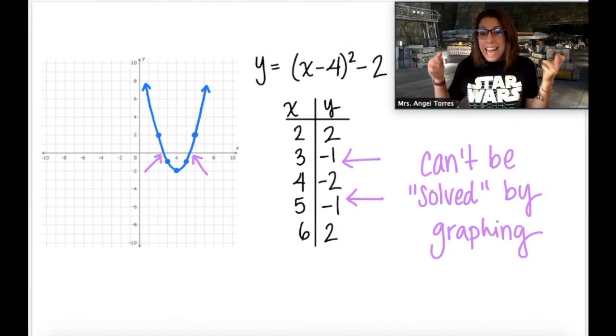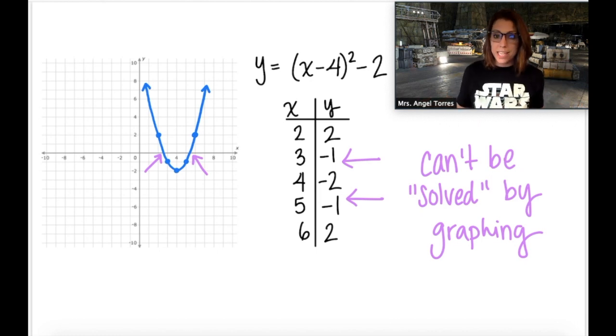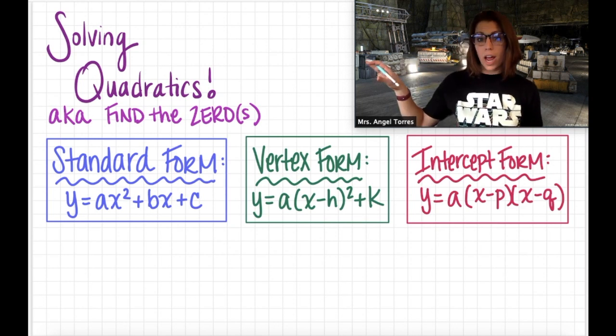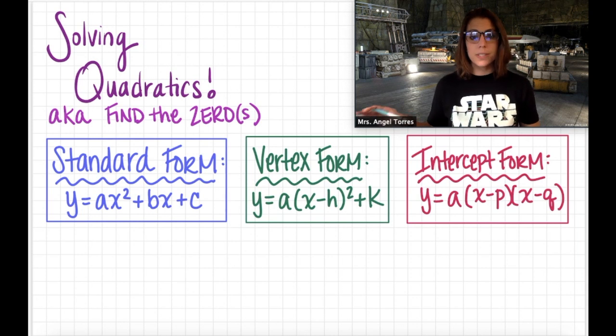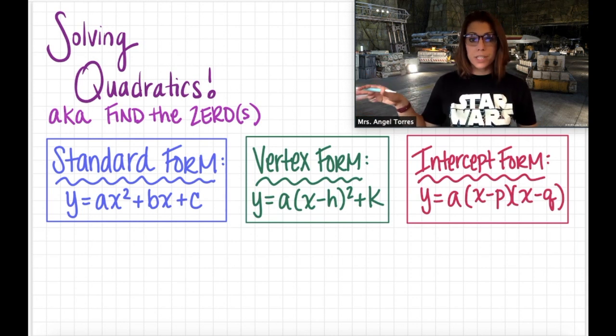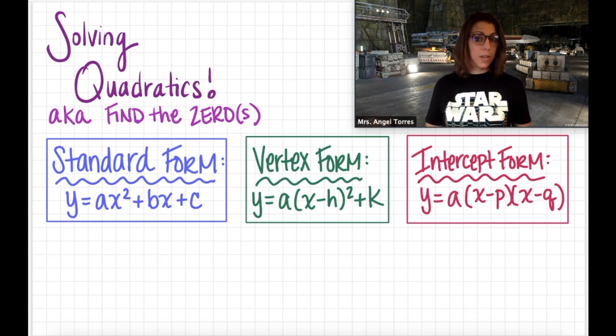So since this can't be solved by graphing, we need other tools in our toolbox. We can't always just be expected to graph parabolas. That's where solving quadratics comes in. The goal of this unit is to develop some new tools that allow us to solve quadratics, aka find the zeros, in all three forms: standard form, vertex form, and intercept form. There are different tools that we can use depending on the form that we're given.